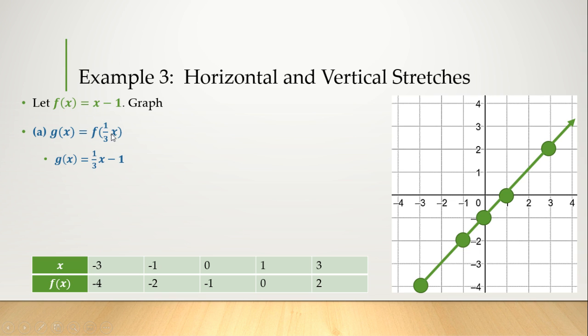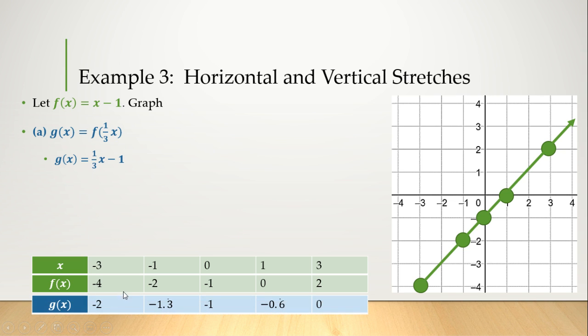Now, because it's inside the parentheses, all we do is we change the x in the original to this new thing, 1/3 x. So we get 1/3 x minus 1 as compared to just x minus 1. Now that we've got our new equation, we can create a table for that. We plug in all the numbers, -3, -1, 0, 1, 3, and we get our outputs, -2, -1.3, -1, -0.6, and 0. Okay, and we can draw our line.